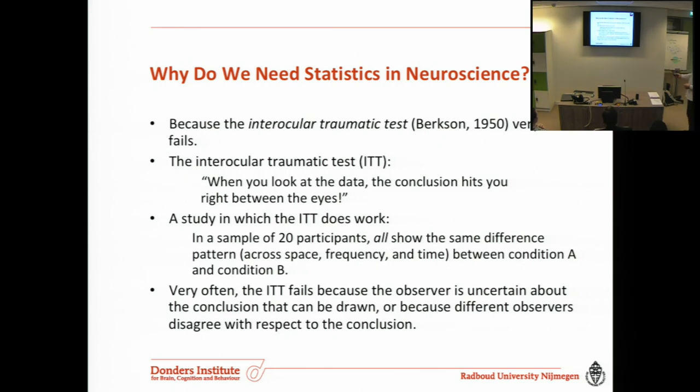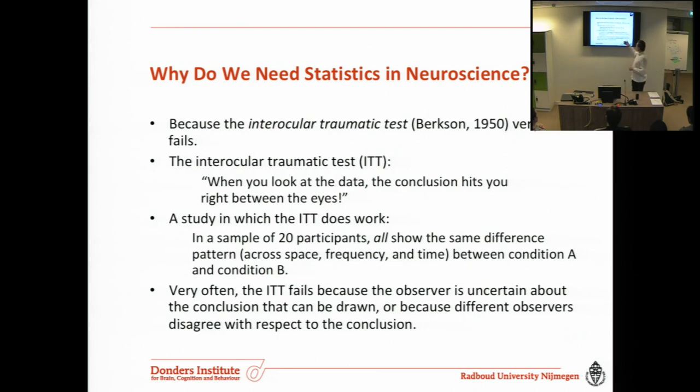So, in line with that, the interocular traumatic test fails so often because either the observer is uncertain about the conclusion that can be drawn, that is you sitting in front of your screen, looking at the data from different subjects or different sessions, and you're not really sure whether something systematic is going on or not. So that's one scenario. The other scenario is that there are different opinions across different observers with respect to the conclusion to be drawn on the basis of the data.